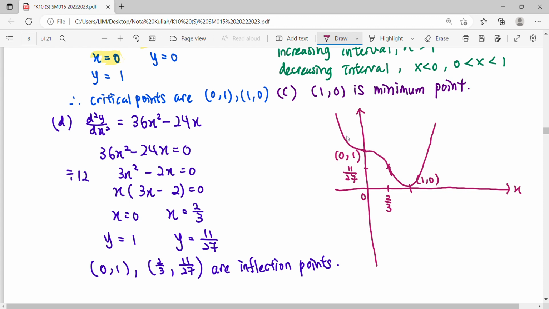So lastly, label x-axis, y-axis, and our graph here. y is equals to 3x power 4 minus 4x cubed plus 1.